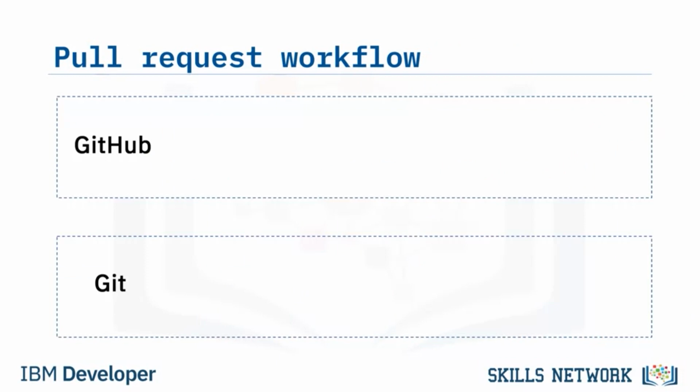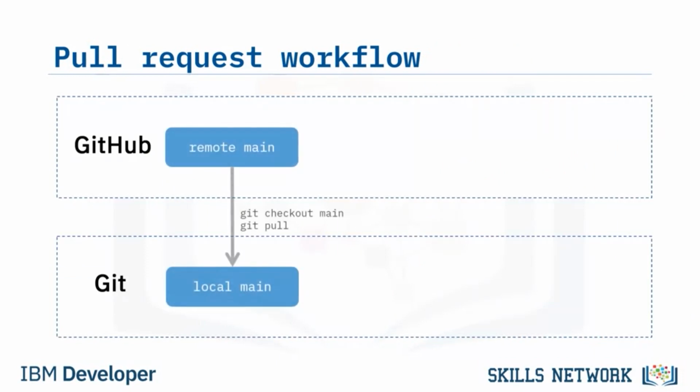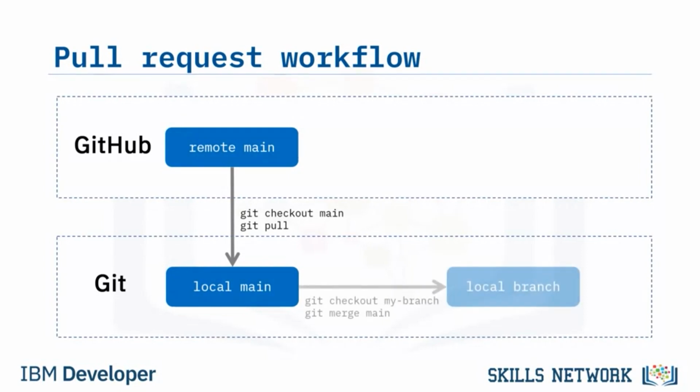Let's review the pull request process. You start by checking out the main branch and pulling any new changes to the code to your local workspace. You can then switch to the feature branch that you have been making changes to and merge in any new code from the main branch. This ensures that you have the latest changes from the main branch included in your branch.